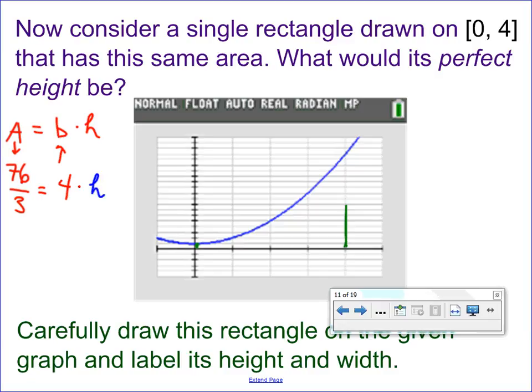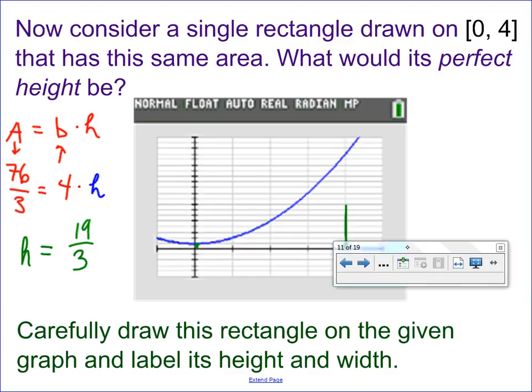I'm going to divide by 4, and I'll get 15 plus 4 is 19. What are you guys getting? 19 thirds. So we're getting h equals 19 thirds. Okay. So now let's figure out where 19 thirds is, because I want to figure out this perfect height. And I want to draw my rectangle, carefully sketched on the given graph.